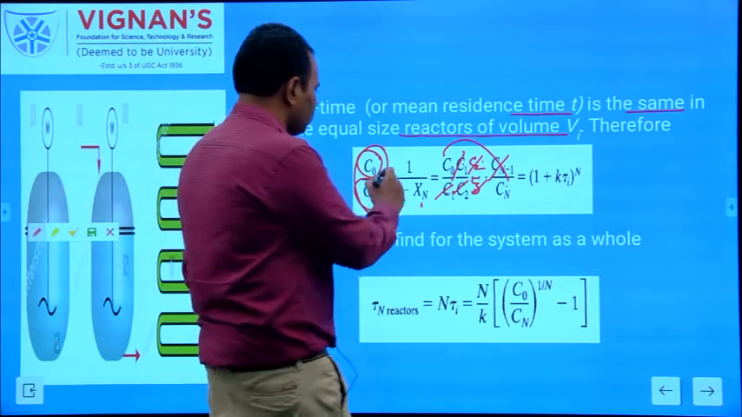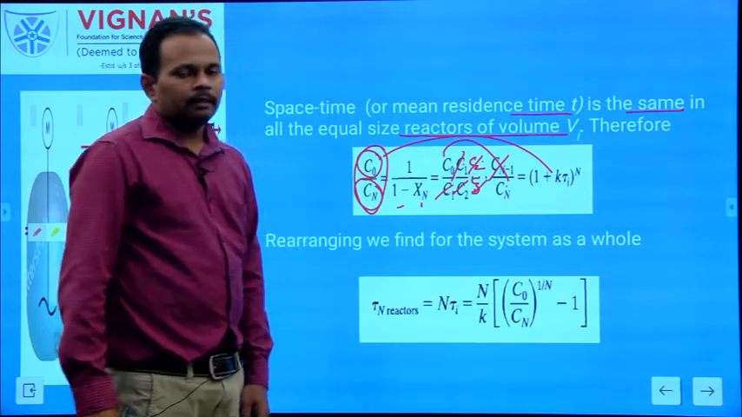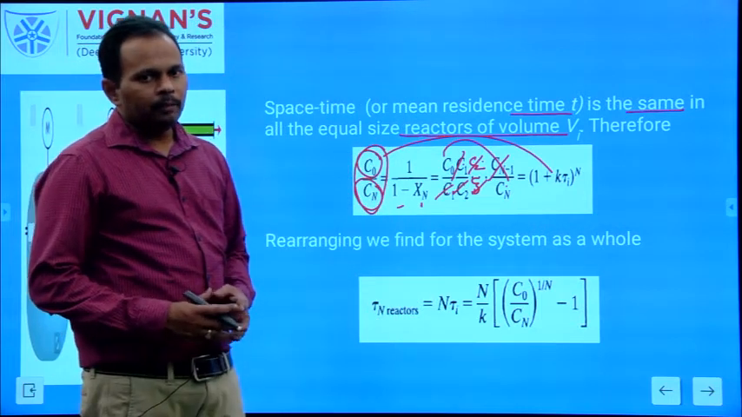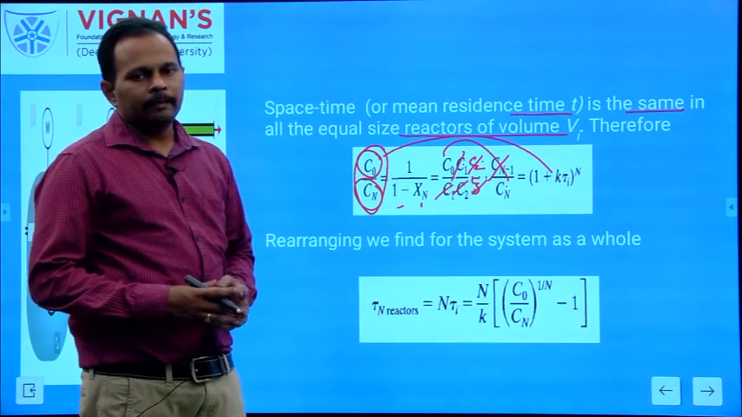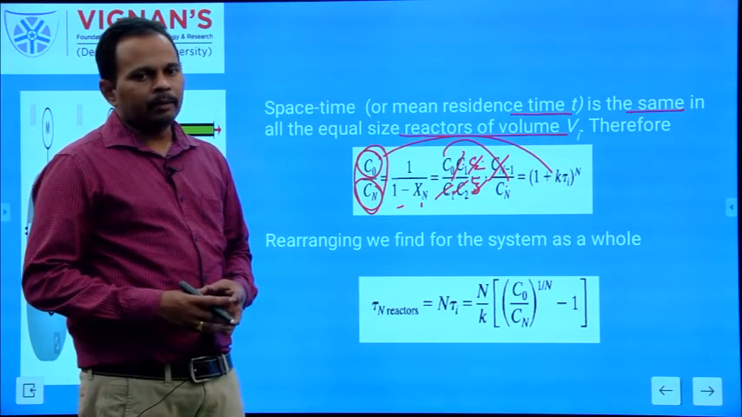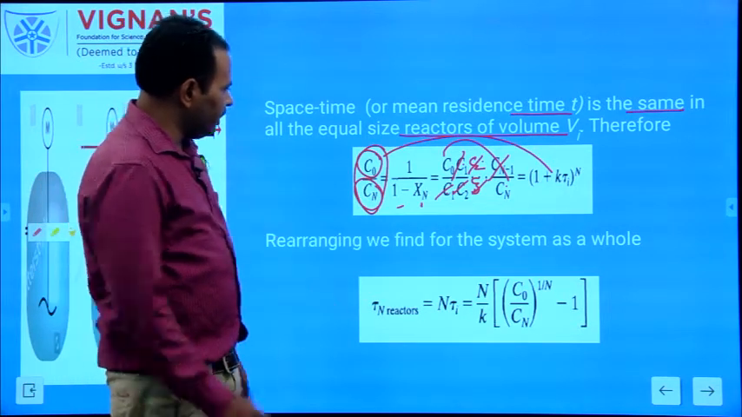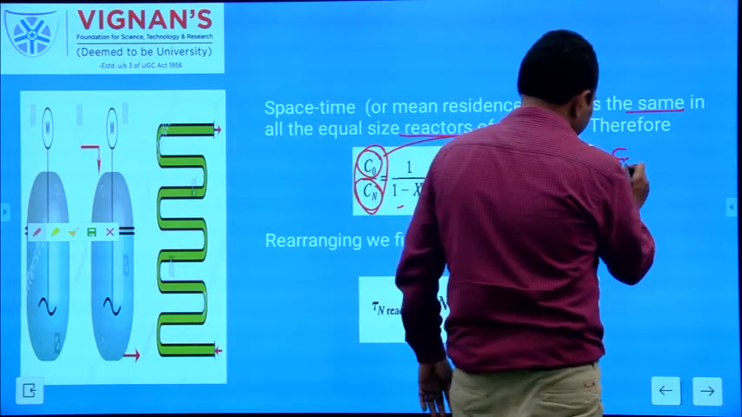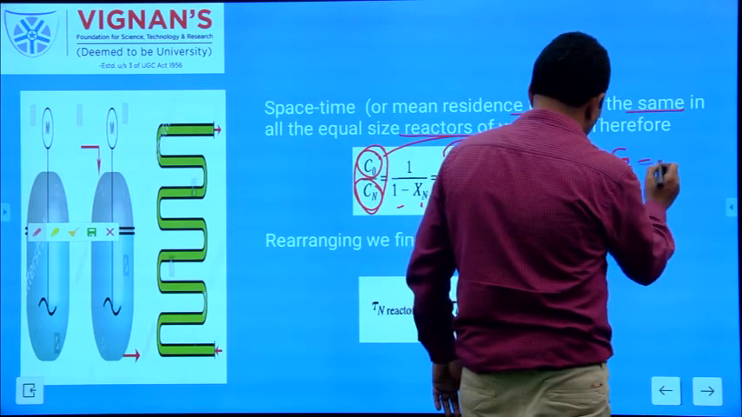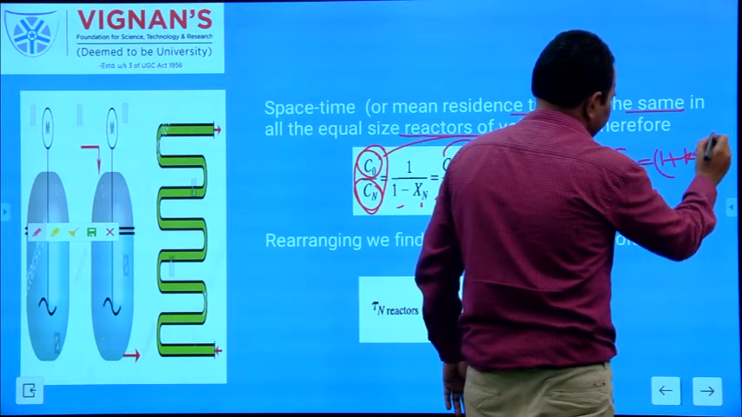Here we wrote C0 by Cn equal to 1 by 1 minus Xn, the previous one. Now this is equal to what? This is equal to 1 plus k tau i to the power of n. For each term we have 1 plus k tau i. When you multiply 1 plus k tau i for n reactors, you obtain 1 plus k tau i to the power of n. From this one, when you rearrange, finally you can obtain this equation as C0 by Cn is equal to 1 plus k tau i to the power of n.